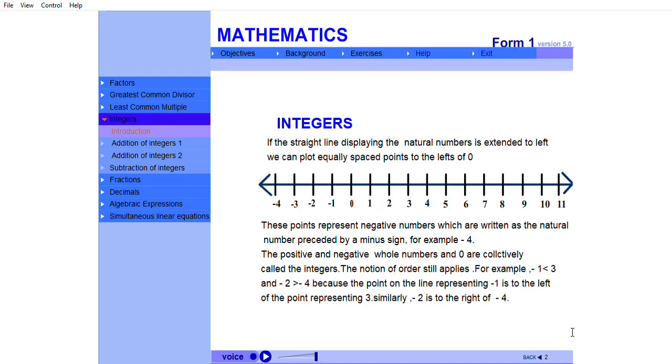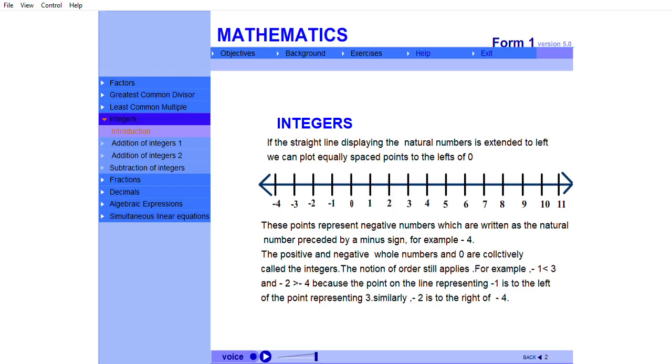Integers. If the straight line displaying the natural numbers is extended to the left, we can plot equally spaced points to the left of 0. These points represent negative numbers, which are written as the natural number preceded by a minus sign, for example, -4. The positive and negative whole numbers and 0 are collectively called the integers.